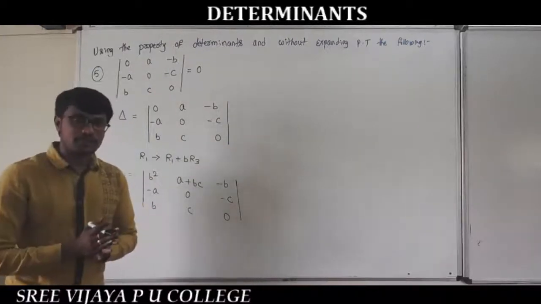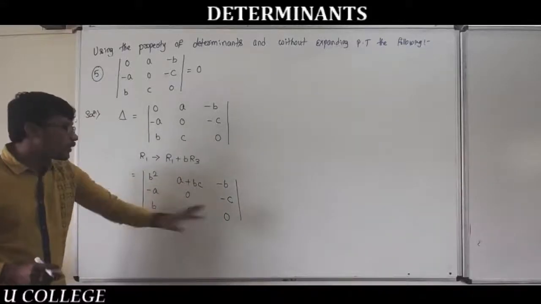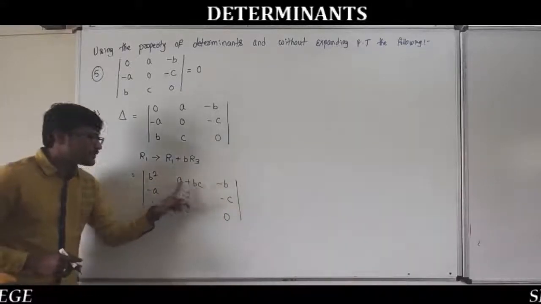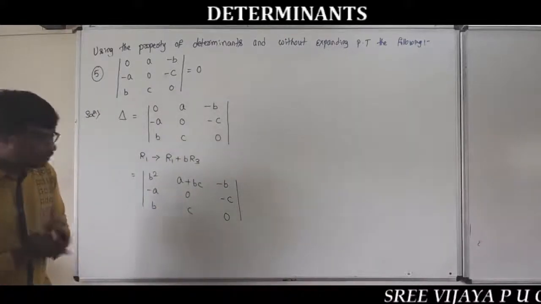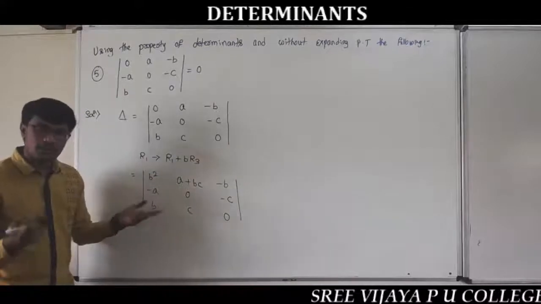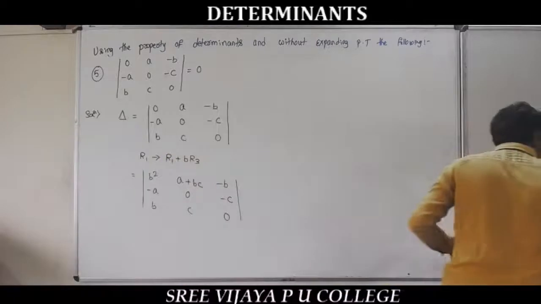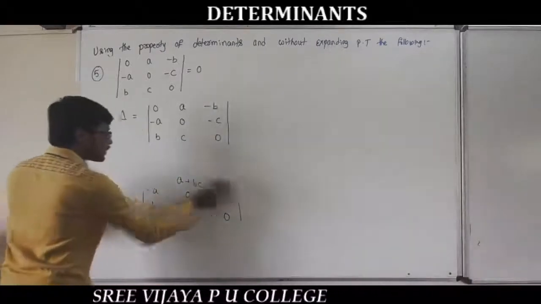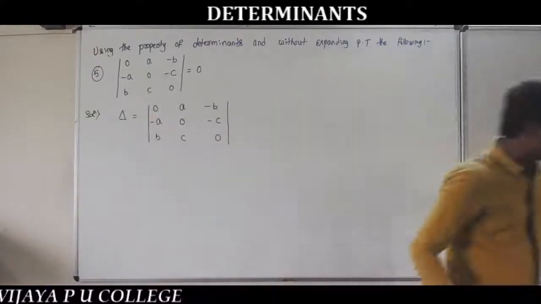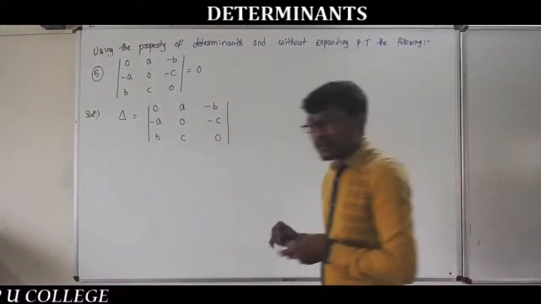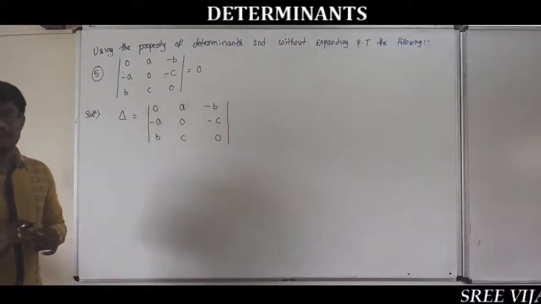So again what can you do? You can apply an elementary operation there. In this problem, what can you do? Here there is no splitting of two terms, so we cannot do that. Now is there any common factor here? No. So you cannot apply R1 changes to R1 plus bR3. We can leave that one. Then what can you do? By using the concept from what we did previously, we can continue like that.